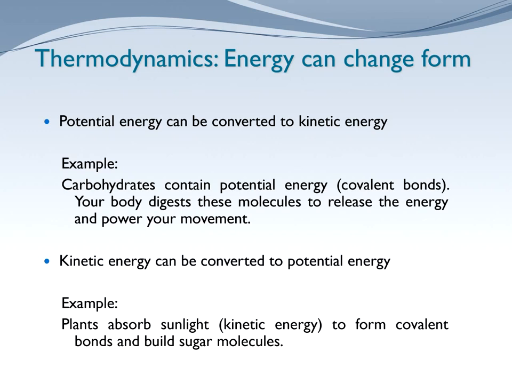For example, your body digests molecules like carbohydrates, breaking the covalent bonds that hold them together. When these bonds are broken, chemical energy is released from them. This energy is used to power your movement. Kinetic energy can be converted to potential energy. For example, plants absorb sunlight, a form of kinetic energy, to form covalent bonds and build molecules of sugar.